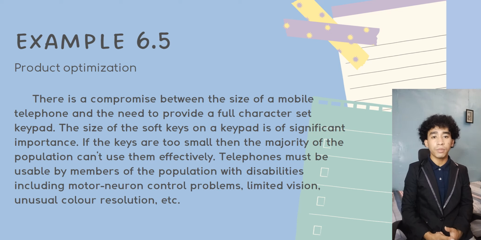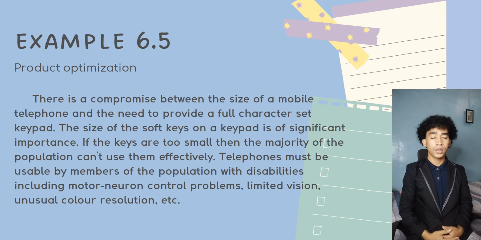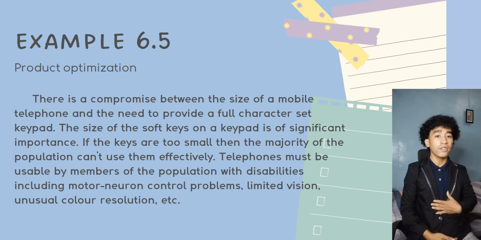Telephones must be usable by members of the population with disabilities, including motor neuron control problems, limited vision, unusual color resolution, etc. So the product that we are planning to release must be compatible or suitable for the desired audience in order to make sure that it can be effectively used by them.